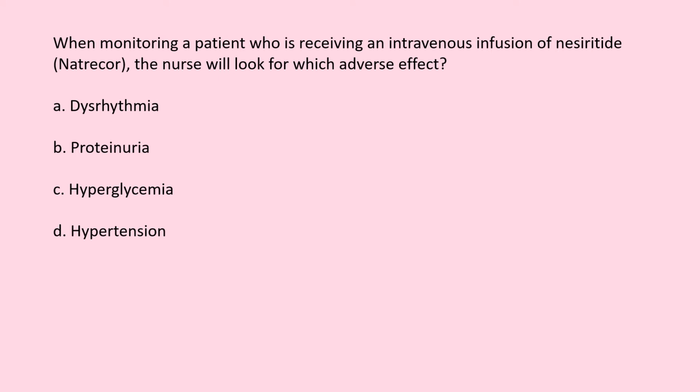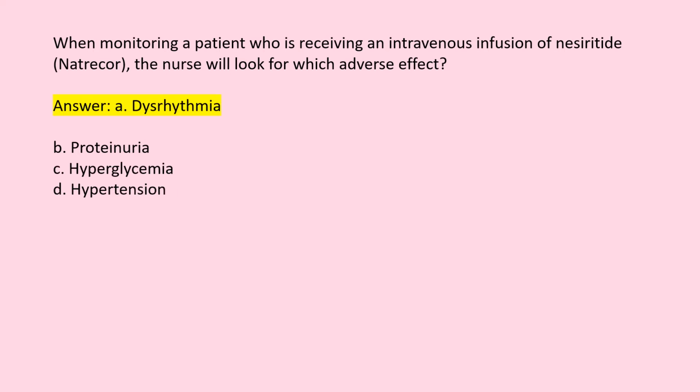When monitoring a patient who is receiving an intravenous infusion of nesiritide, Natrecor, the nurse will look for which adverse effect: A. Dysrhythmia, B. Proteinuria, C. Hyperglycemia, D. Hypertension. Answer: A. Dysrhythmia.